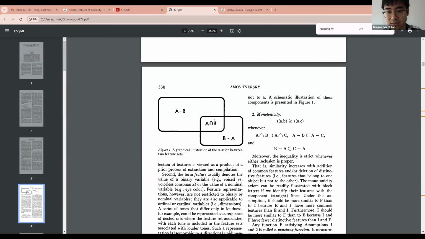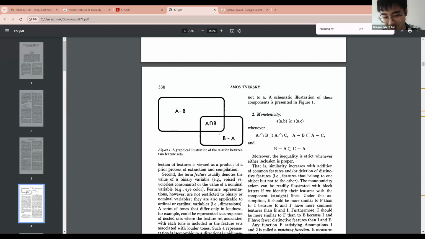We would see some features they have in common and some features that are distinct to, let's say in this case, A, while other features are distinct to B. Now, Tversky proposed that similarity is simply a linear combination of these three elements: the common features, the A distinctive features, and the B distinctive features, right? There will be different weighting depending on the circumstances, but just by adding them together, along with the weighting, we should get similarity.